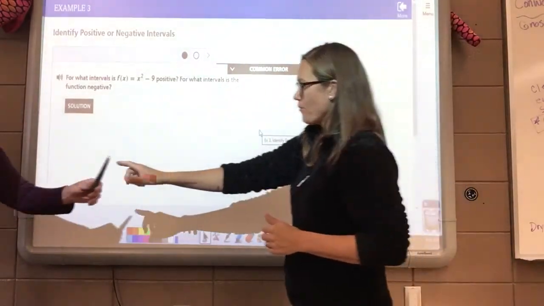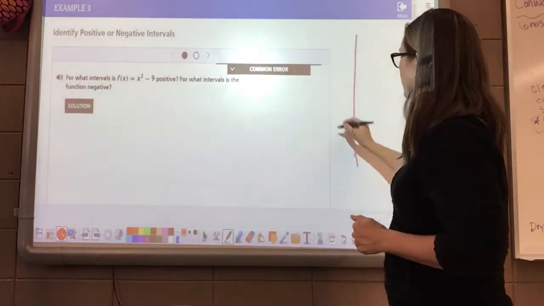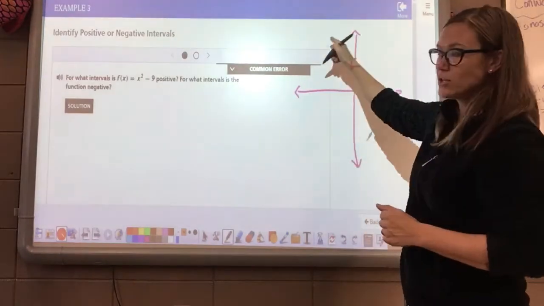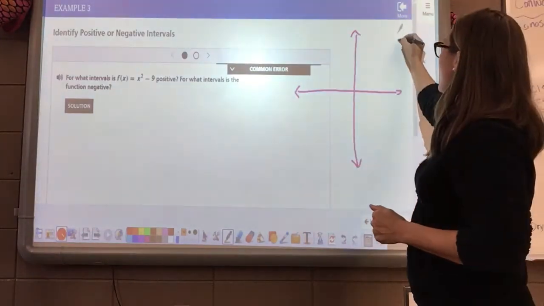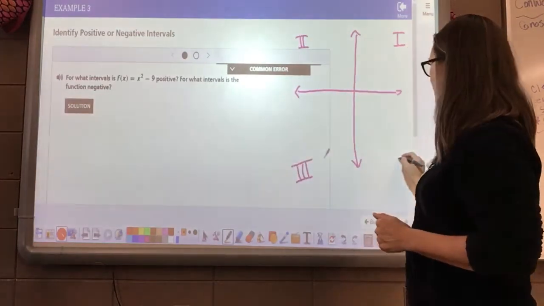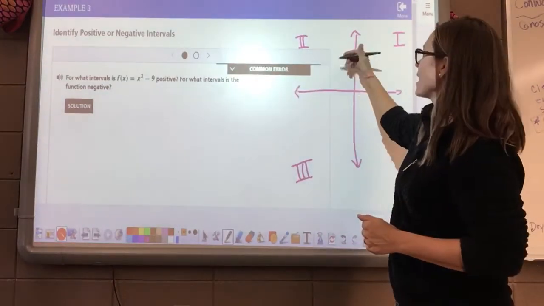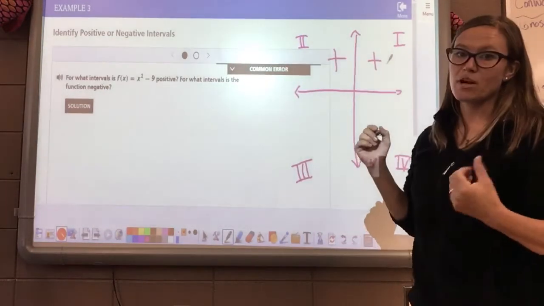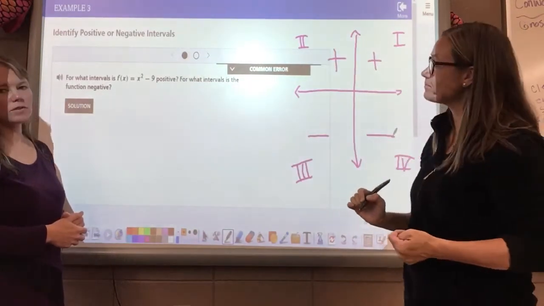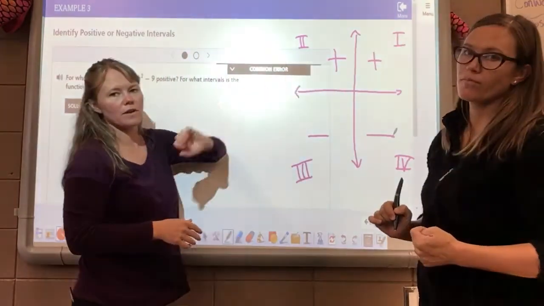And so when we're thinking about this, we're thinking about a coordinate grid. And we remember that we have quadrant 1, 2, 3, and 4. And for some reason, we always use Roman numerals. But when we're up here, we're above the x-axis. Both of these quadrants are positive. When we're down below, both of those quadrants are negative. And so we're talking about where the graph is and what the value of the y values are.